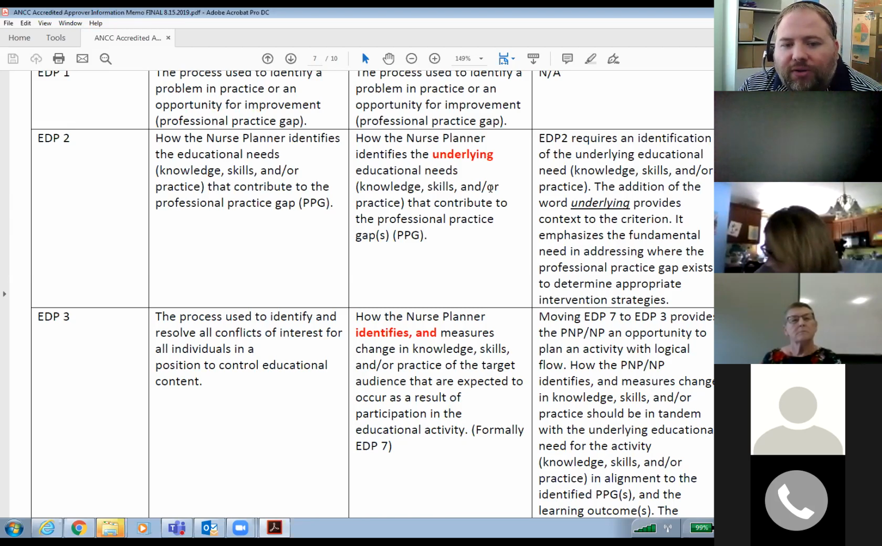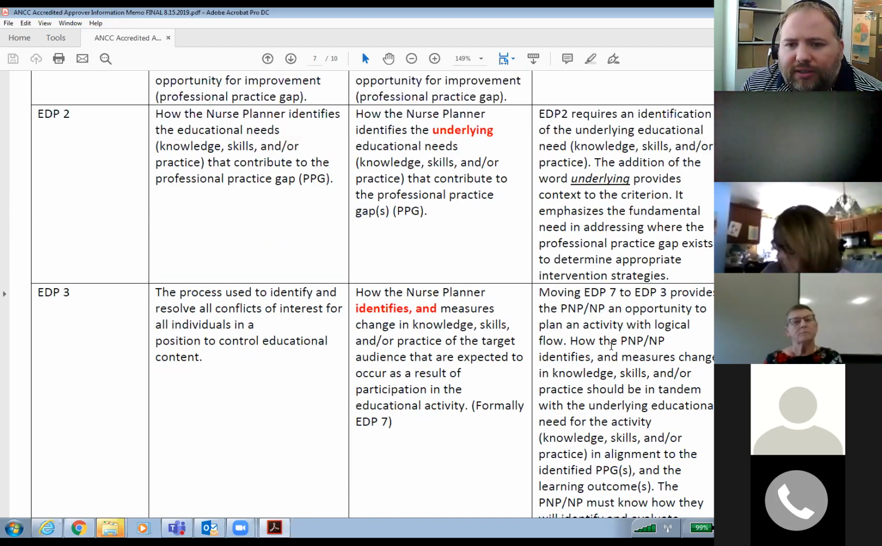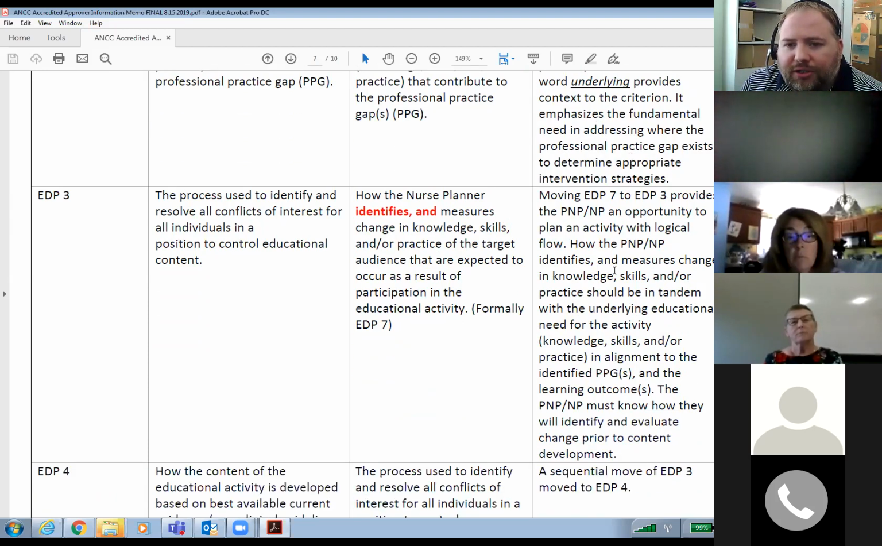So EDP 7 is how the nurse planner identifies and measures change in knowledge, skill, and or practice of the target audience. So with EDP 2, they're looking for the underlying educational need, and then EDP 3, they're now able to go directly to how are they going to identify that underlying need, how that measure change was there. So hopefully that's more congruent with how they look at their need, and then they look at how they're going to measure it, such as their evaluation methods.